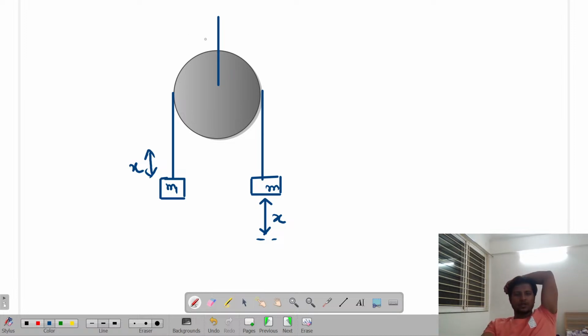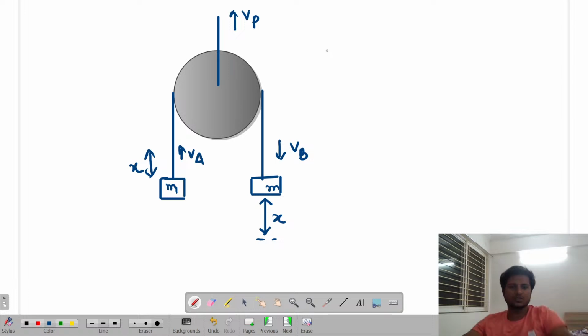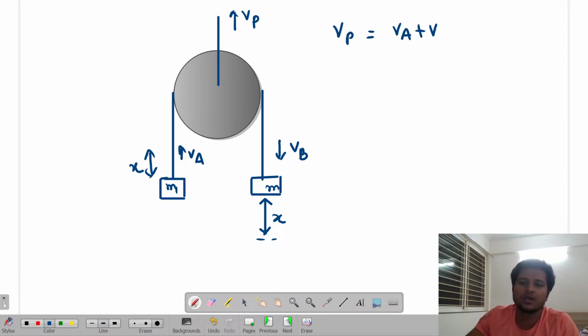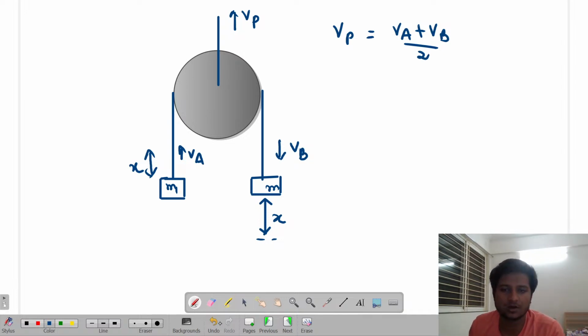Yes, if it goes down with some distance x, let's suppose this is block b, so velocity of block b is downwards, velocity of block a is upwards, are you able to get me or not? Then the velocity of the pulley, let us make it upwards. So you know that the relation is given as velocity of pulley is equal to velocity of block a plus velocity of block b divided by 2, that's my constraint relation or not?